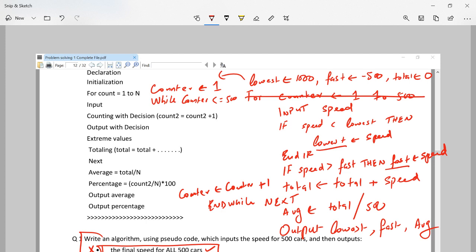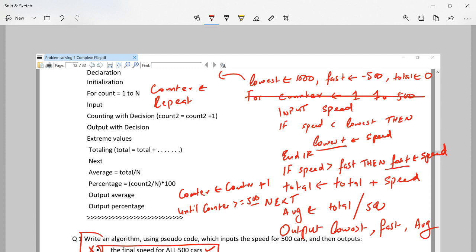And if we want to use repeat until in place of while and while, it will be done this way. Repeat, because it's a post condition loop, the condition will come at the end and next's place will be taken by until counter greater than or equal to 500. In repeat until the condition always becomes opposite: there it was less than or equal to 500, here it becomes greater than or equal to 500.